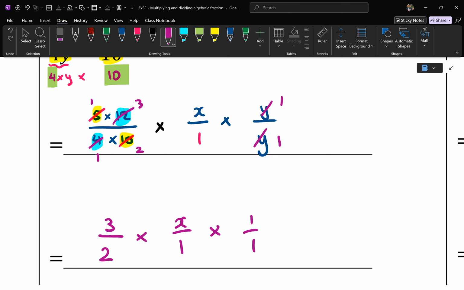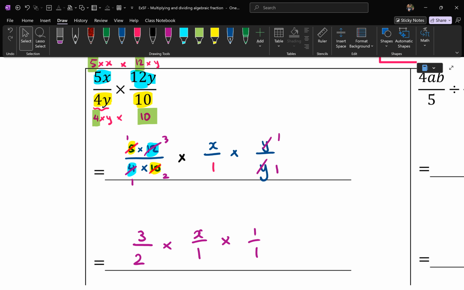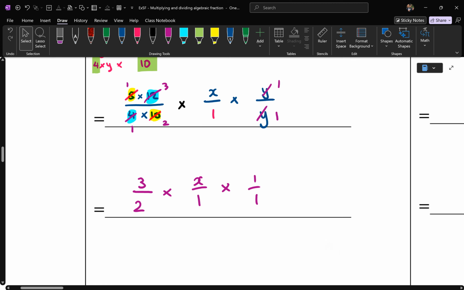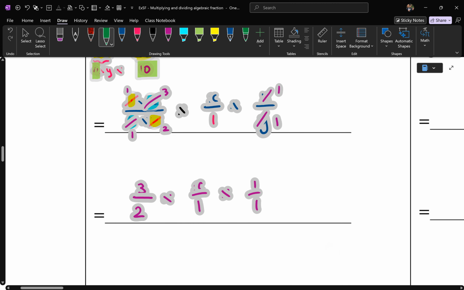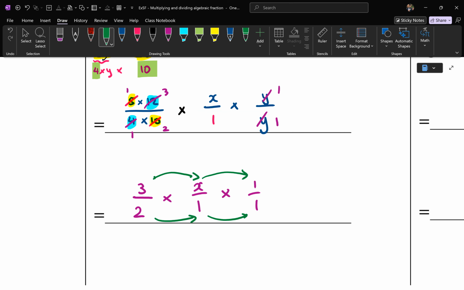Multiplied to X over 1 times 1 over 1. That is a much more simplified fraction than had you just started off at the start and just did 5x times 12y, 4y times 10. At the moment you can do, but when the numbers get large, that's a problem. So that's why you want to reduce early. Yeah? So now you can then say, once you've reduced as much as you can, top with top, bottom with bottom.